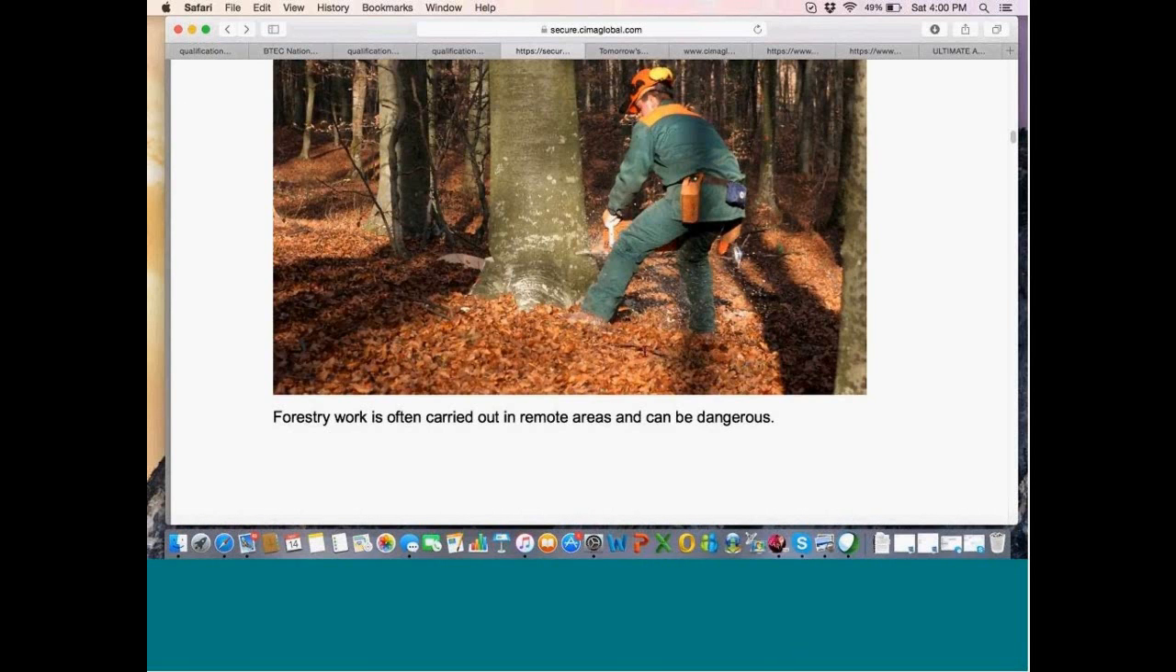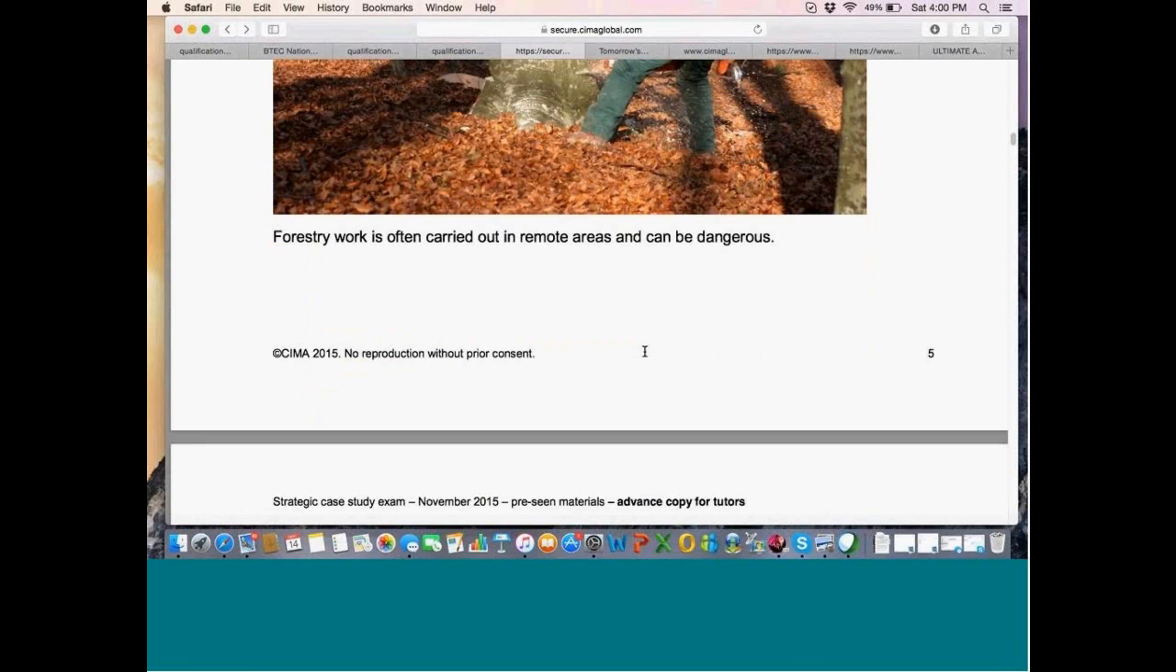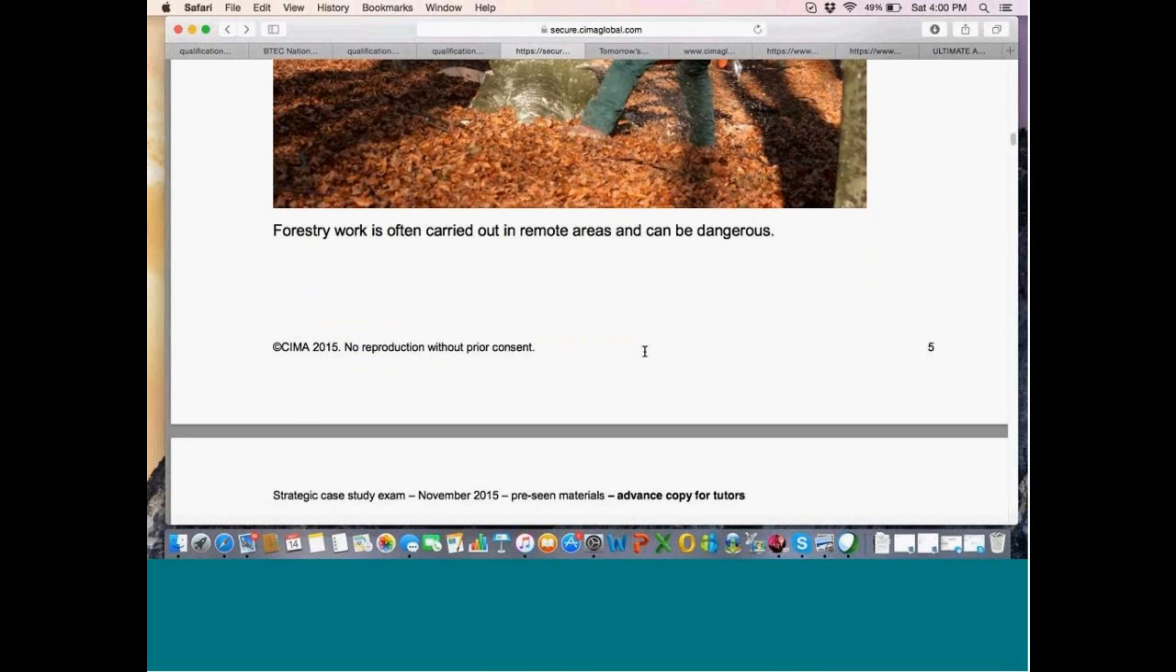Because they say it's highly dangerous, okay? And it is remote areas, therefore can be quite dangerous as well. And of course, you're dealing with this kind of big trees, so anything can happen.